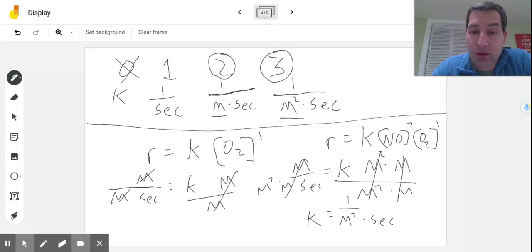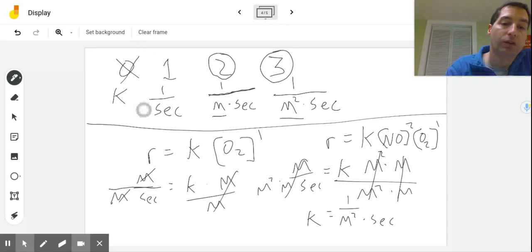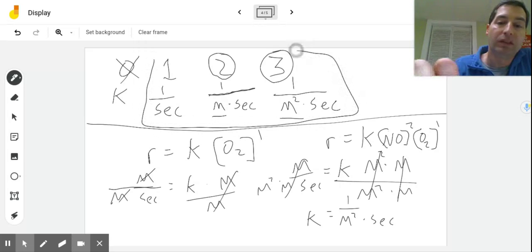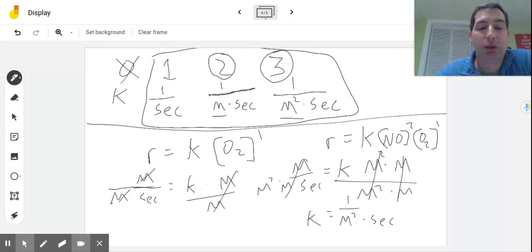So if you substitute in molarities and molarity per time for the rate and then solve for K, you can get it. These are really the only 3 choices. So it's always going to come down to one of these. So for memorization, not super hard, but also not that difficult to just substitute in the units for each and then solve for the units of K.